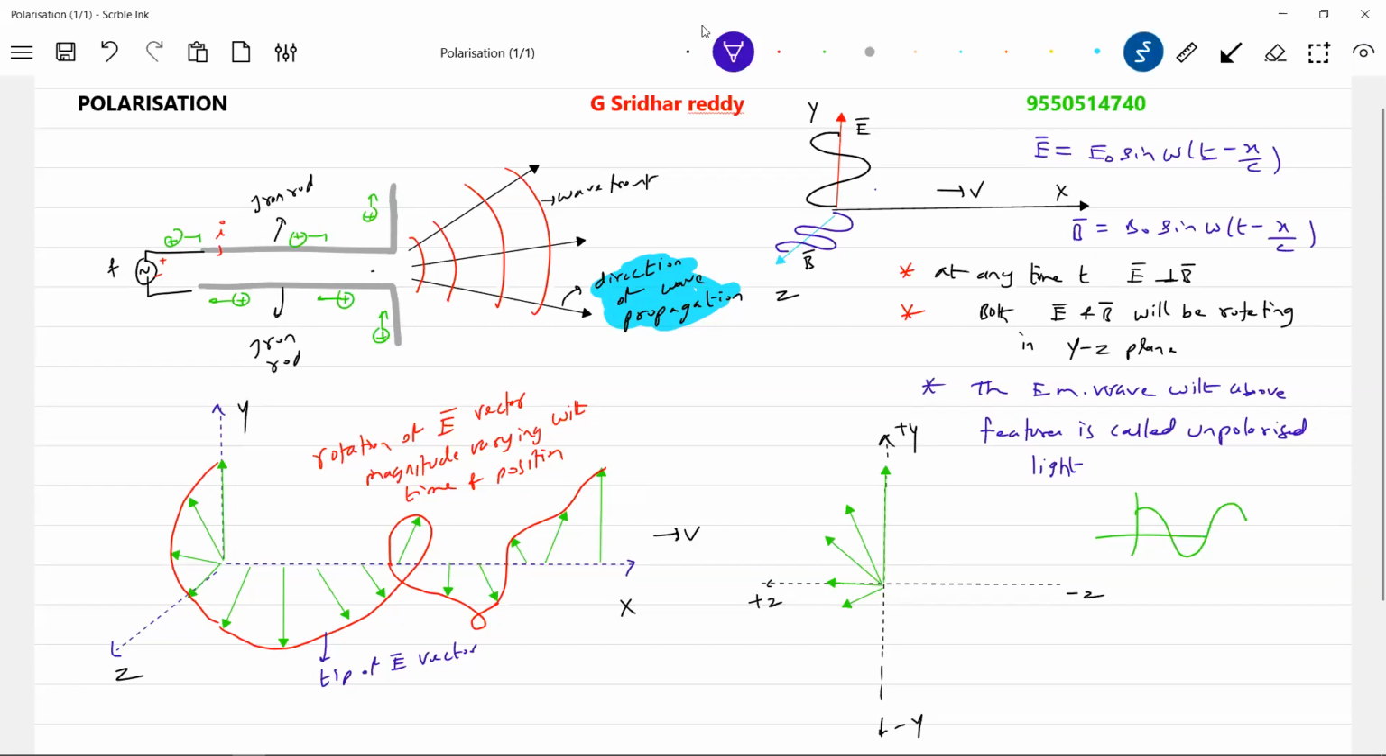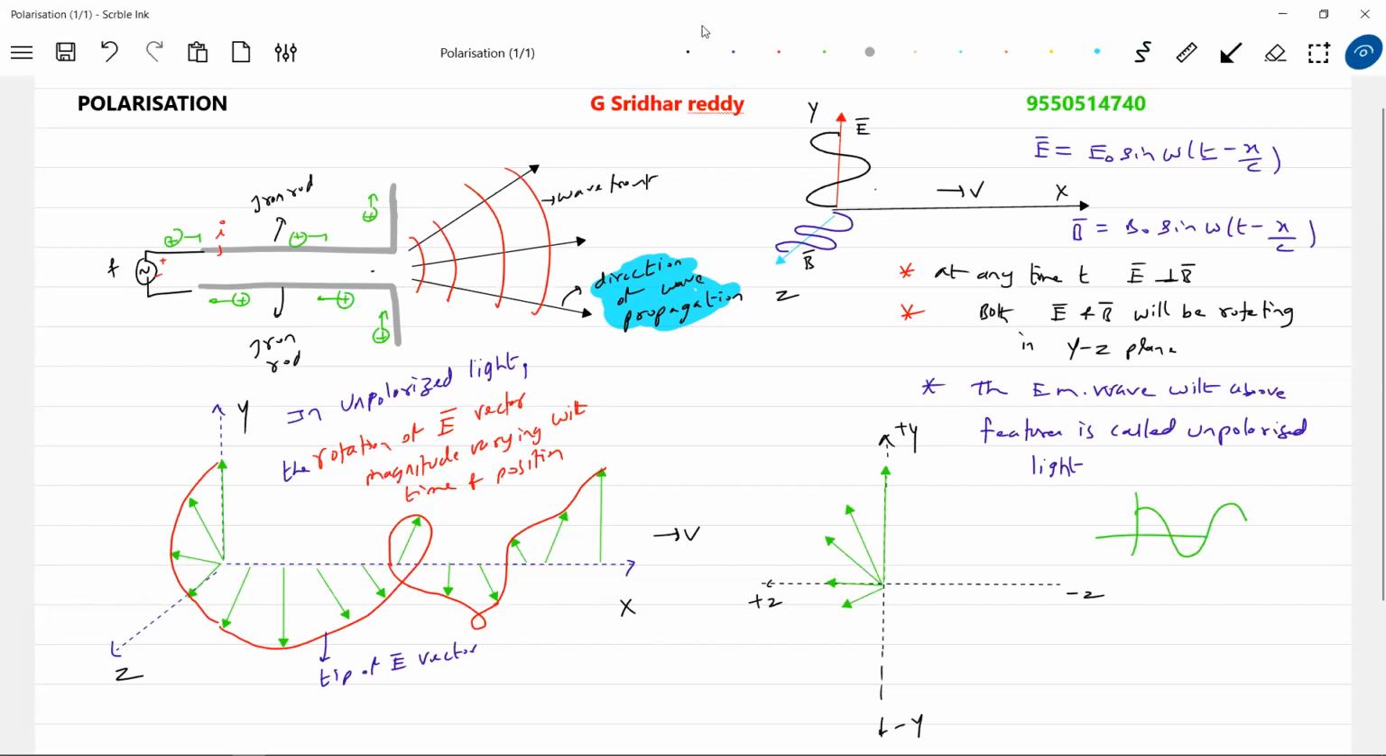I'll write this one, unpolarized light. This is very important. If you can understand this, in another 5 minutes I'll finish off this chapter. In unpolarized light, the rotation of the E bar vector varies with time and position. Like that, the B bar also will be rotating.